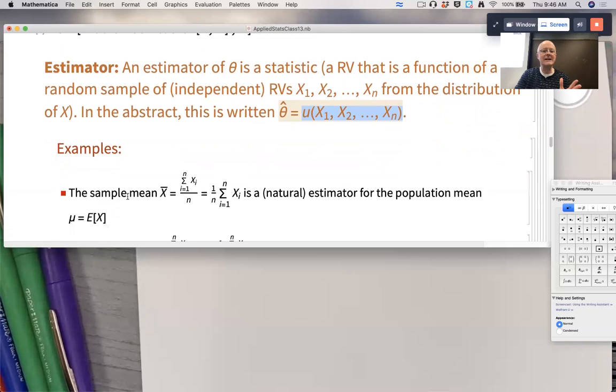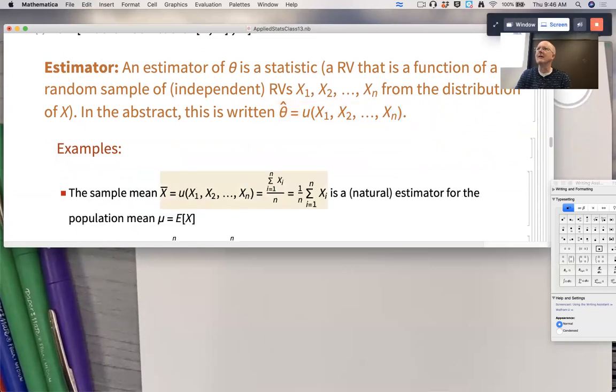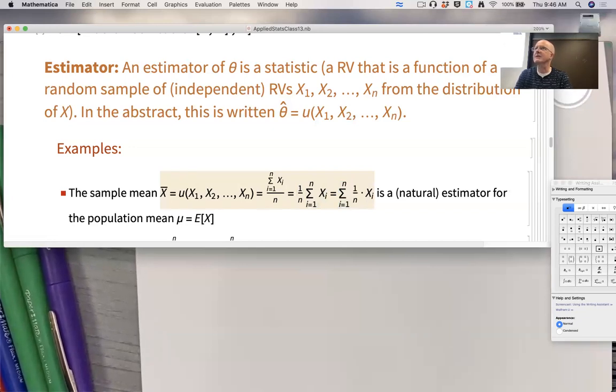The sample mean is an estimator for the population mean. This expression right here, that is the U function. It's in fact a linear function of the x's, where if I multiply the 1 over n back through, the coefficient of each xi is 1 over n. It's a linear function of the xi's from the random sample.